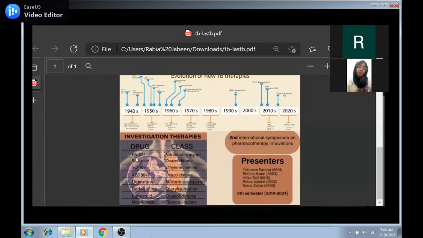Here are some drugs that are under investigation from 2016 till now. These are PA824, sutezolid, SQ109, AZD5847, delamanid. These are the new chemical entities, and bedaquiline, linezolid, and moxifloxacin are the older ones.